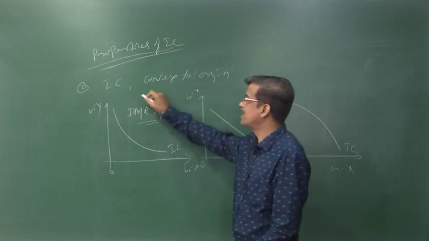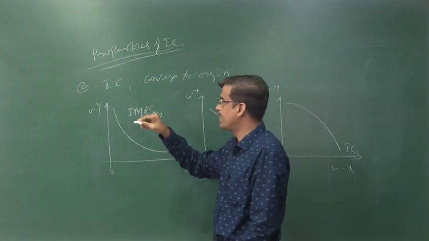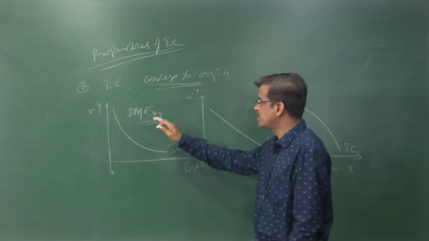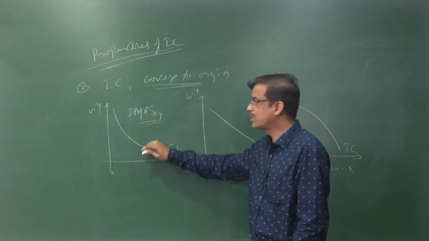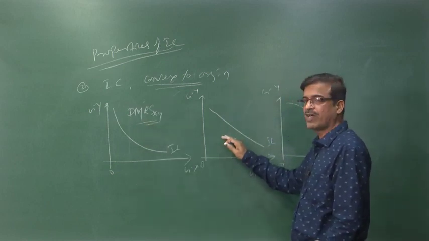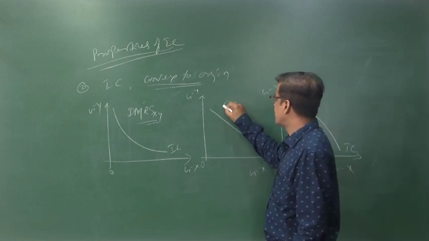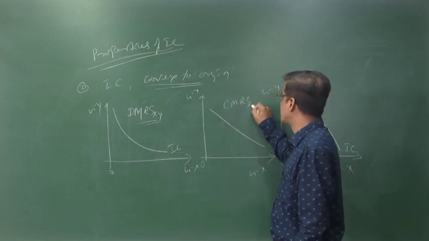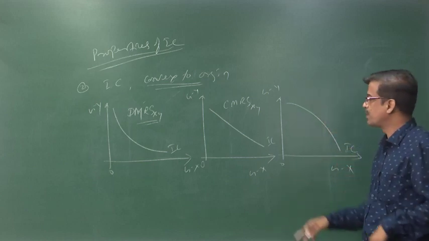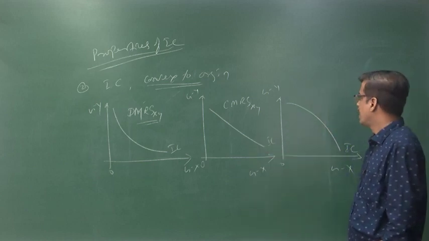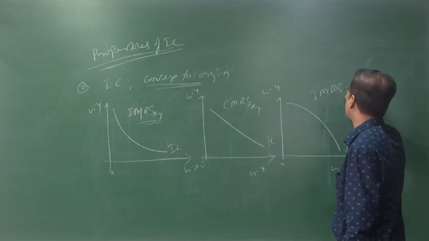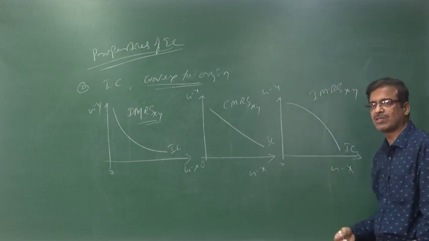Our intention is that, no doubt, with the downward sloping it should be convex to the origin, and convex to the origin it will take place here because of the diminishing marginal rate of substitution. But in this case, what do you find? It is called the constant marginal rate of substitution x per y, because of the linear curve. And here, the increasing marginal rate of substitution x per y.